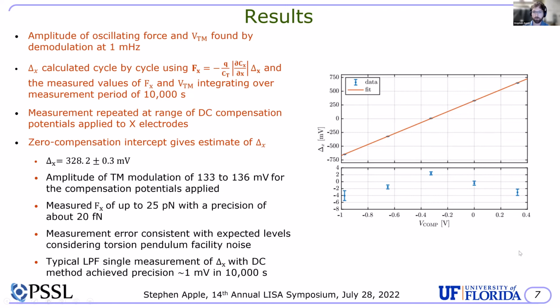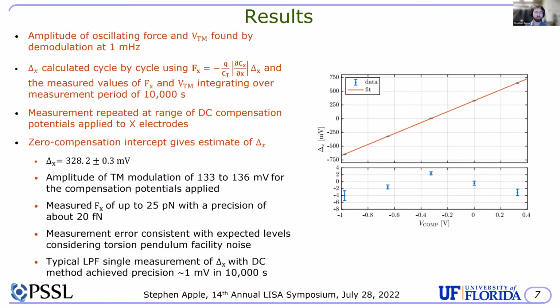So that's what this plot is showing on the right here. This is the measured delta X for each of those compensation potentials. And we also have our linear fit to the data. So we were able to use our zero compensation intercept here, of our linear fit, to effectively find the delta X in the sensor. And this gave us a delta X of 328.2 millivolts plus or minus 0.2 millivolts.